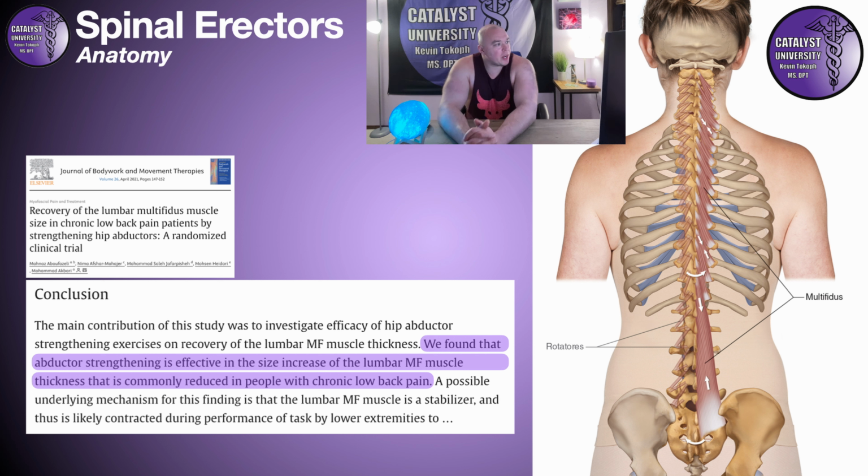This is "Recovery of the lumbar multifidus muscle size in chronic low back pain patients by strengthening the hip abductors, gluteus medius and minimus: a randomized clinical trial." They found that abductor strengthening is effective in increasing the thickness of the lumbar multifidus muscle, which is commonly reduced in people with chronic low back pain.